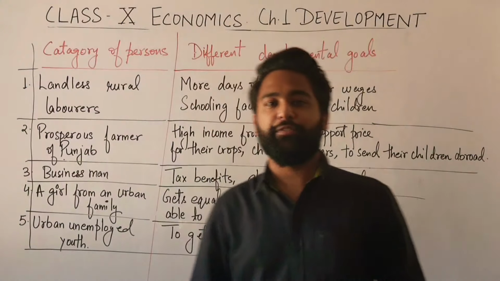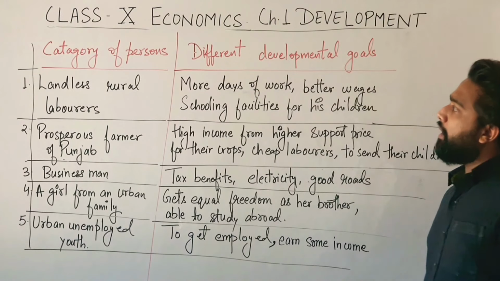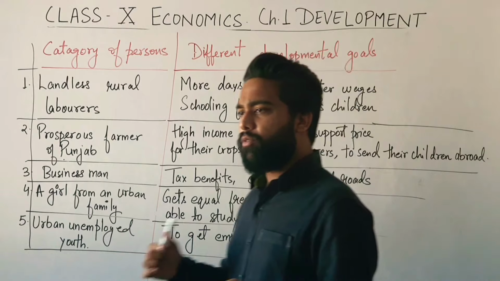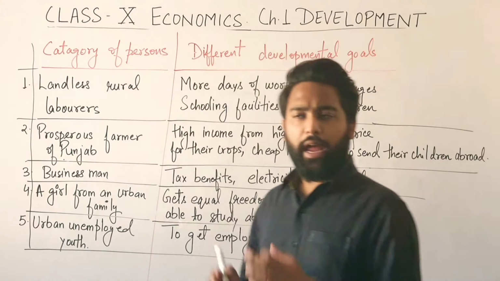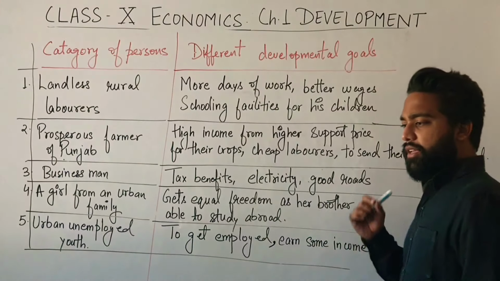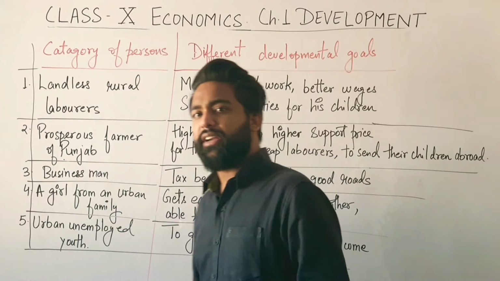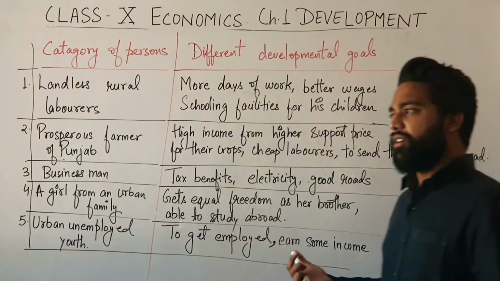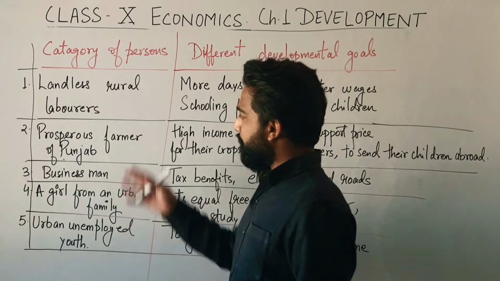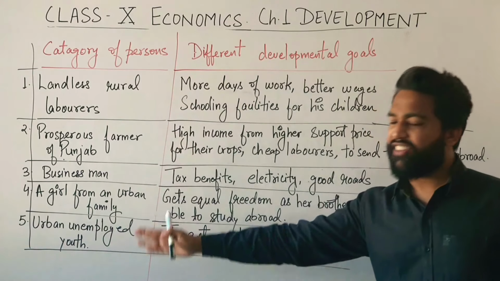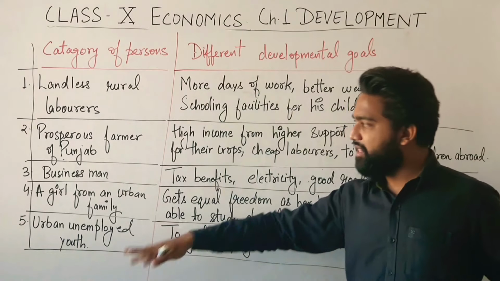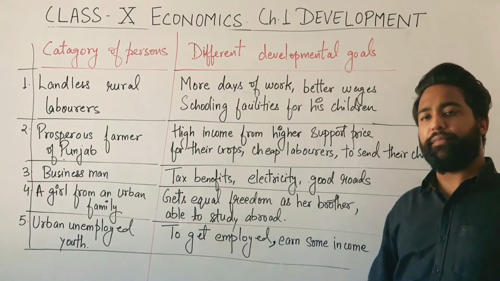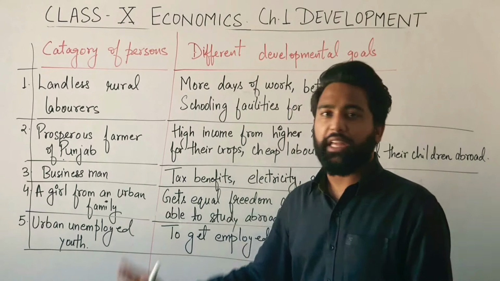The last topic for this video is the different developmental goals for different people. You already know what development is, and that the notion of development is different for different people. So everybody has different developmental goals. Let's take the example of these 5 people. These 5 people have different developmental ideas. For them, the idea of development is totally different from each other.